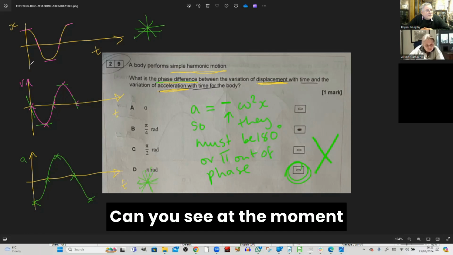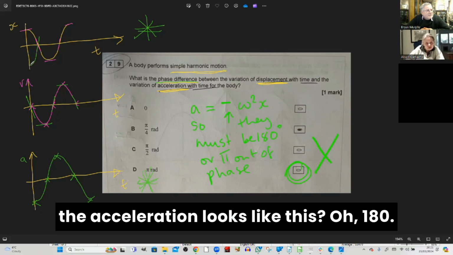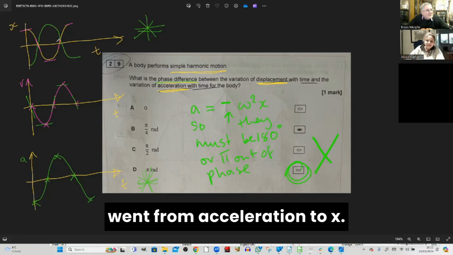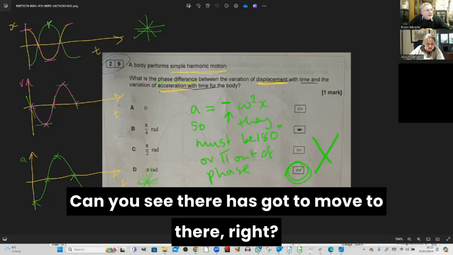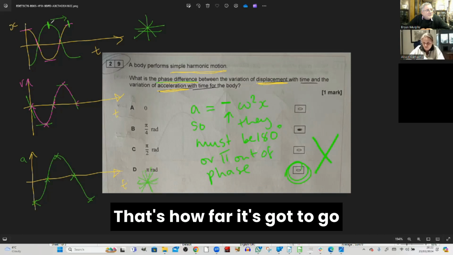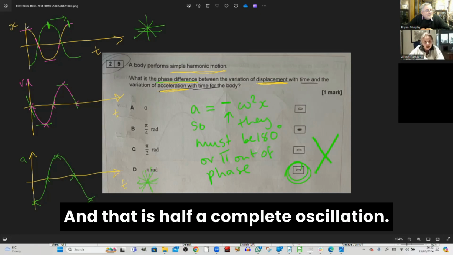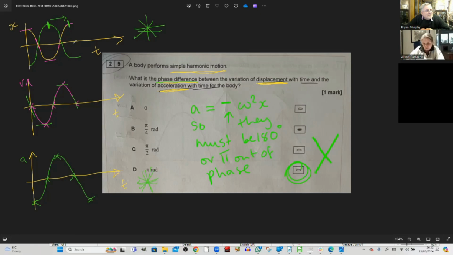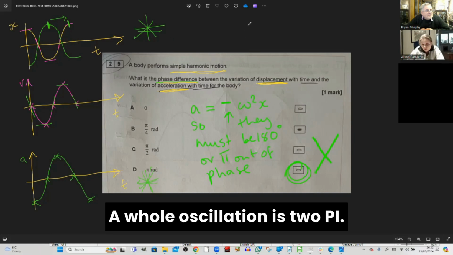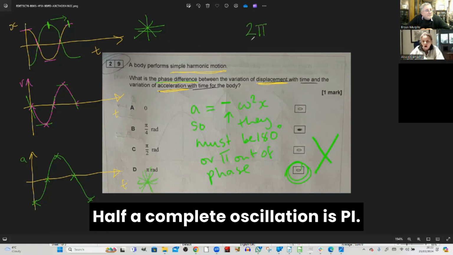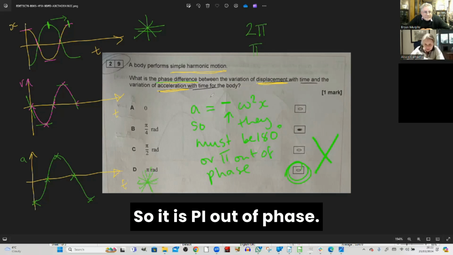Can you see at the moment, the acceleration looks like this? Oh, 180, because I'm doing it backwards. I went from acceleration to x, the other way. Can you see it has got to move to there? That distance. Can you see that's how far it's got to go in order to line up? And that is half a complete oscillation. A whole oscillation is 2 pi. Half a complete oscillation is pi. So it is pi out of phase.